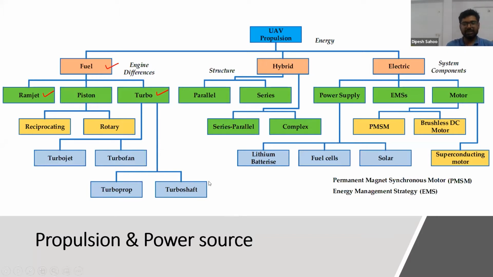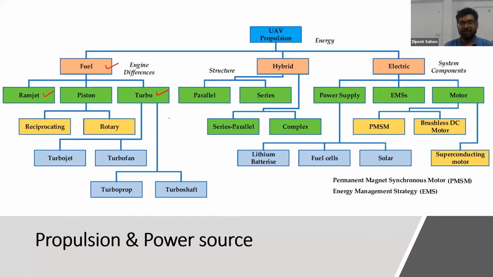the engine is there to run a generator, and the generator will run various electronic components. Or there is a ramjet, ramming. You have to perform a ramming operation in order to get the required thrust, or there is a turbo. We'll be discussing all these things.